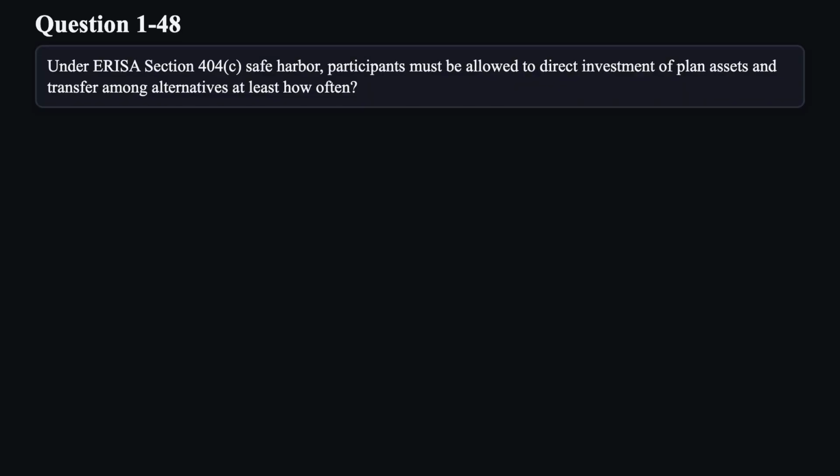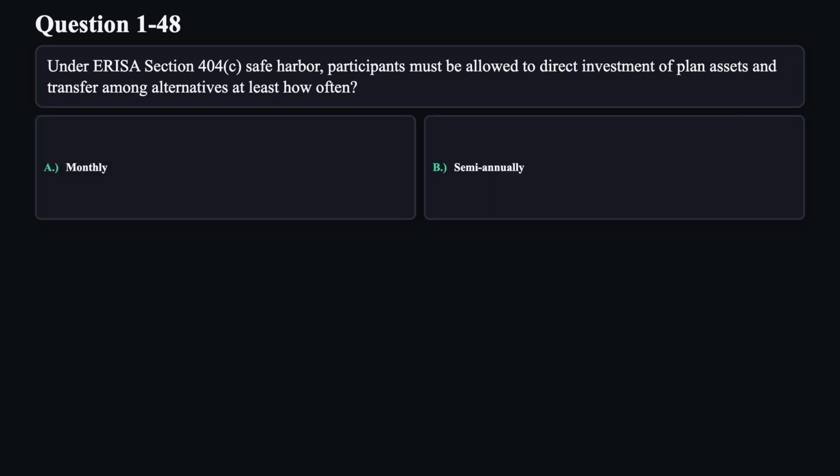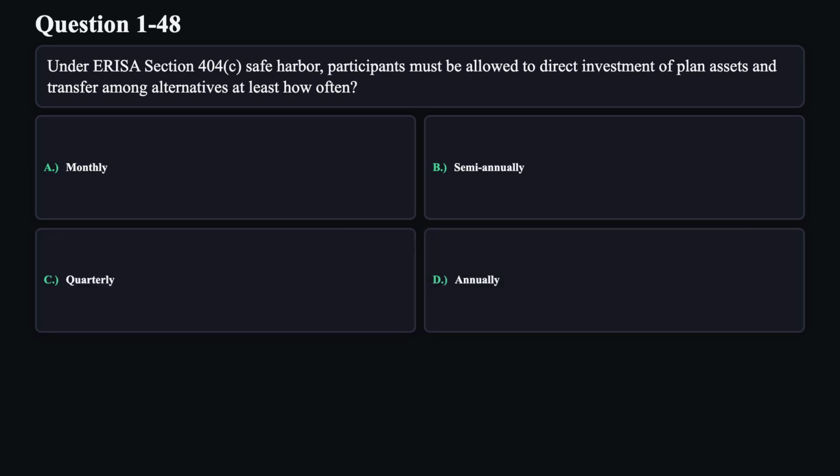Question 48. Under ERISA Section 404(c) Safe Harbor, participants must be allowed to direct investment of plan assets and transfer among alternatives at least how often? A. Monthly. B. Semi-annually. C. Quarterly. D. Annually.